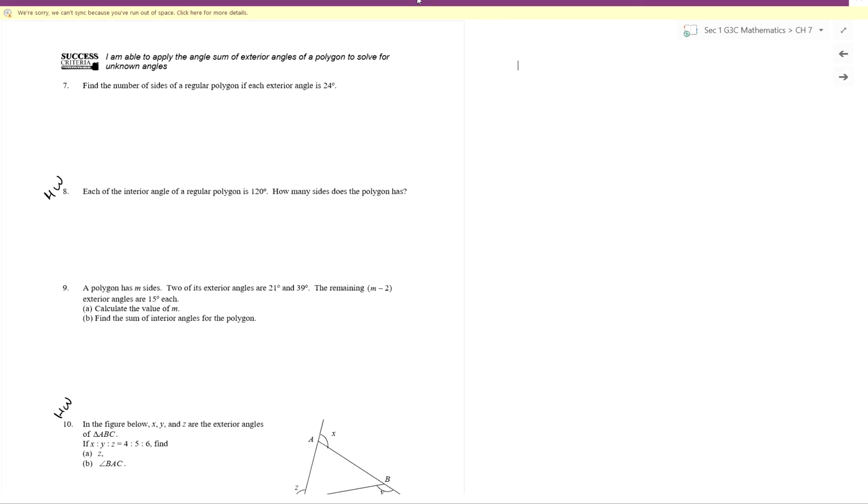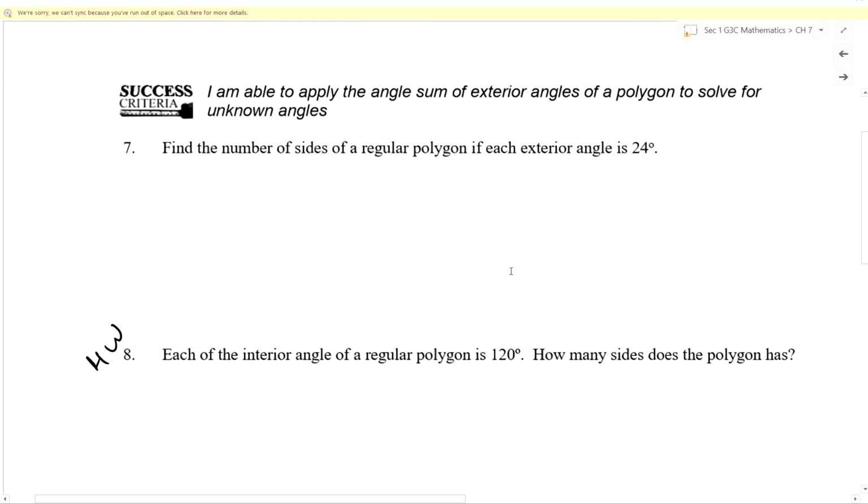Okay, so next part, we're going to try some questions. Find the number of sides of a regular polygon if each exterior angle is 24 degrees. Okay, one of the angles is 24 degrees. This is regular. So all interior angles are equal, right? That is what we have learned so far. Now, if all the interior angles are equal, what can you tell me about the exterior angles? They must be the same. Logically, they must be the same.